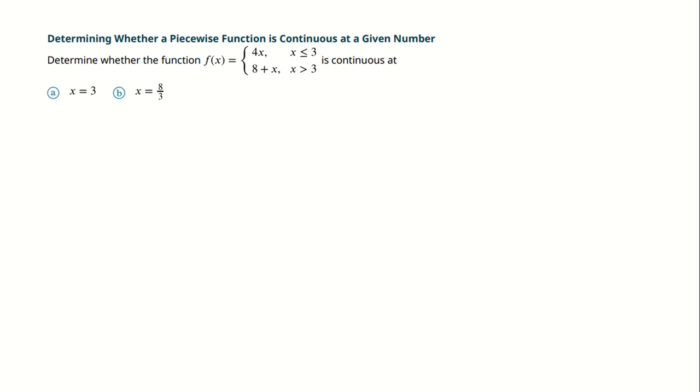Here we are given the function f of x is 4x when x is less than or equal to 3, and f of x equals 8 plus x when x is greater than 3. We have to check whether this function is continuous at x equals 3, number A, and for number B we have to check whether it is continuous at x equals 8 by 3 or not. First one, how can we check it? Can you solve it?